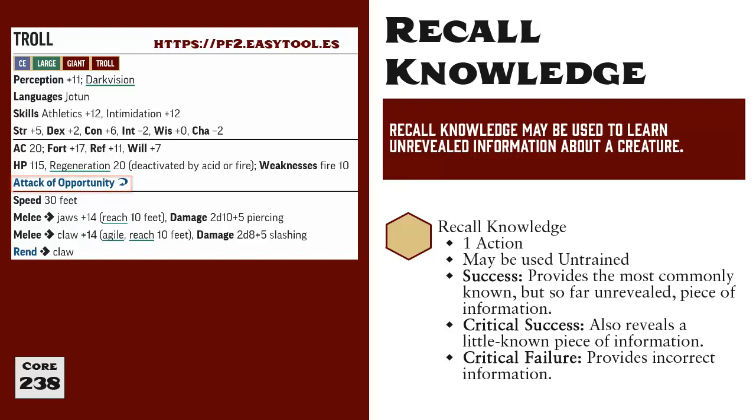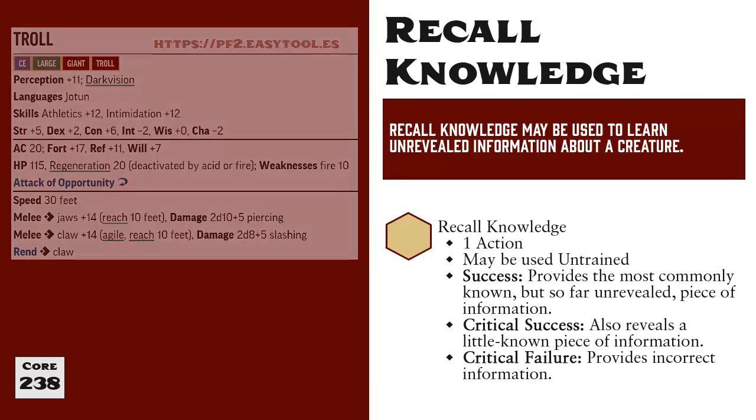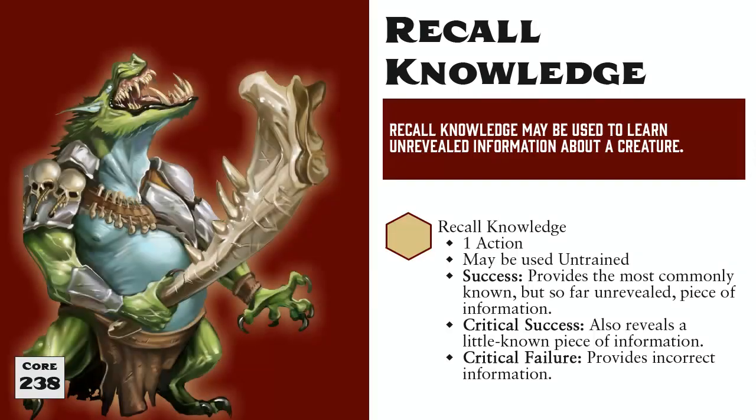Also note that the GM may limit the knowledge given according to the proficiency level of the character making the check. For example, an untrained character may not be able to reveal very obscure information about the target no matter how high they roll. There are no concrete rules for determining what information is granted at each proficiency level, and this will require the GM to make a judgment call regarding what is appropriate information for each proficiency level.